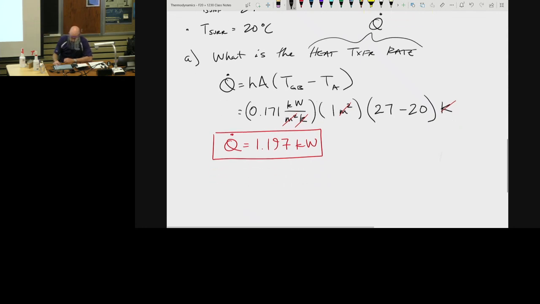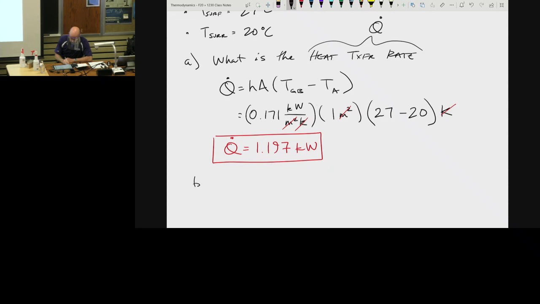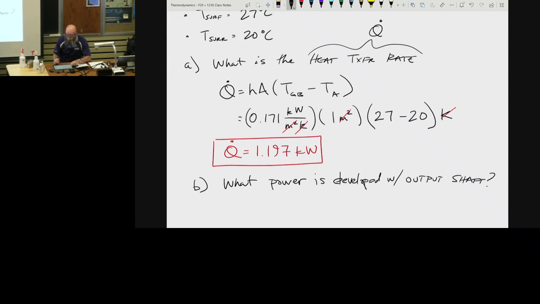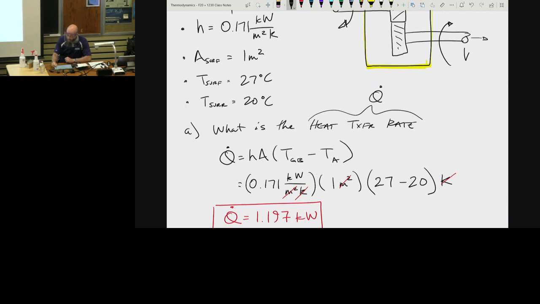Part B, what they want to know is what power is developed with the output shaft? Okay? So what we're looking for is this power.